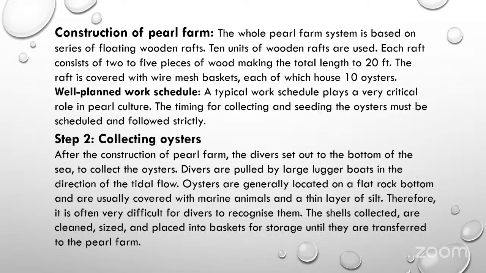Next is construction of pearl farm. The whole pearl farm system is based on a series of floating wooden rafts. 10 units of wooden rafts are used. Each raft consists of 2 to 5 pieces of wood, making the total length 20 feet. The raft is covered with wire mesh baskets, each of which houses 10 oysters.